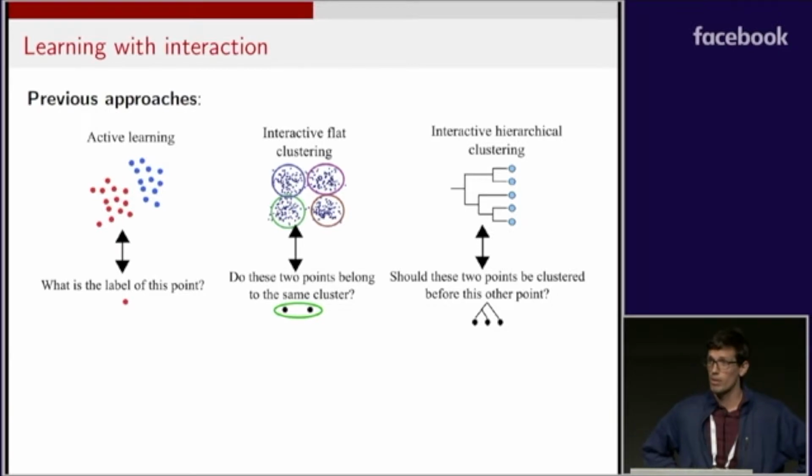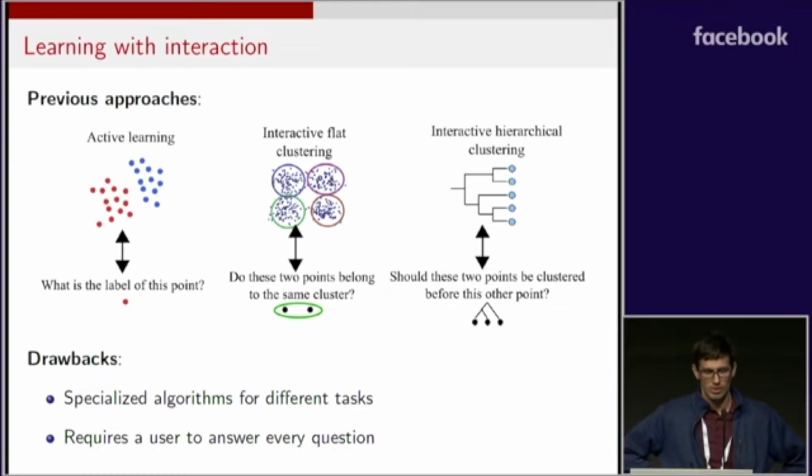So previous works have tried to address these problems in each of these settings. In active learning, people have tried to approach the supervised learning setting, introducing interaction into there. And there have been interactive protocols for clustering that have been introduced. But there are a few problems with these previous works. The first one is that typically these have been studied in isolation, which means that whenever you want to address a new setting, you have to come up with your new interactive protocol and your new algorithm, and that can be difficult to do. Additionally, most of these settings have required the user to answer every single question that's put in front of them, even when they're unsure, which can lead to noisy feedback.